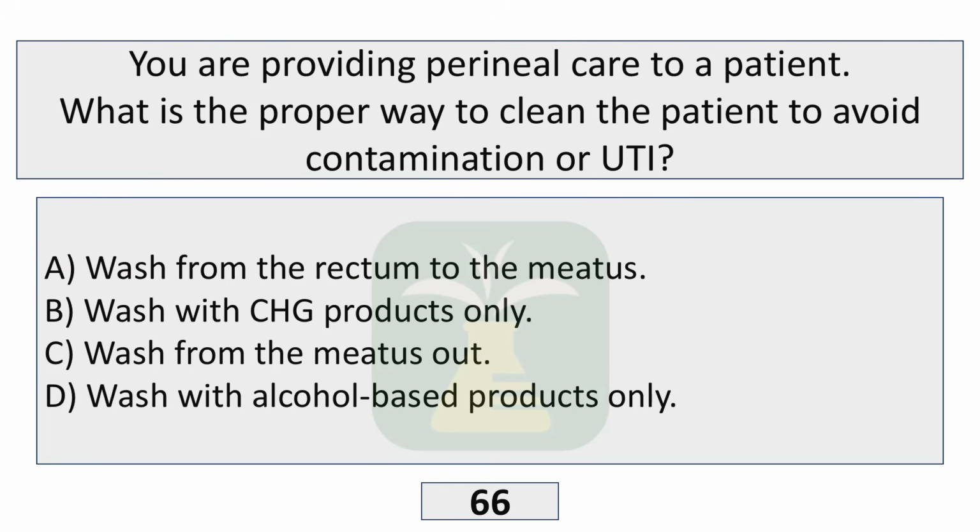You are providing perineal care to a patient. What is the proper way to clean the patient to avoid contamination or UTI? A. Wash from the rectum to the meatus. B. Wash with CHG products only. C. Wash from the meatus out. D. Wash with alcohol-based products only.